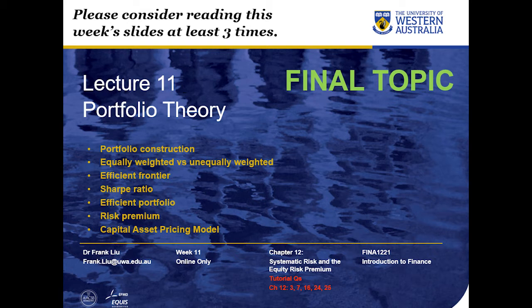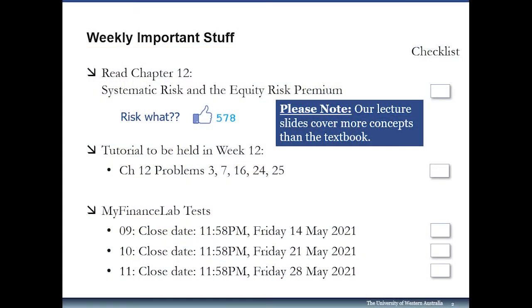We'll go through portfolio construction, looking at equally weighted versus unequally weighted portfolio, define an efficient frontier, learn how to calculate a Sharpe ratio, re-examine efficient portfolio and risk premium. Towards the end, we'll look at how we can derive capital asset pricing model, or CAPM, again in the portfolio theory framework. The recommended reading is chapter 12.